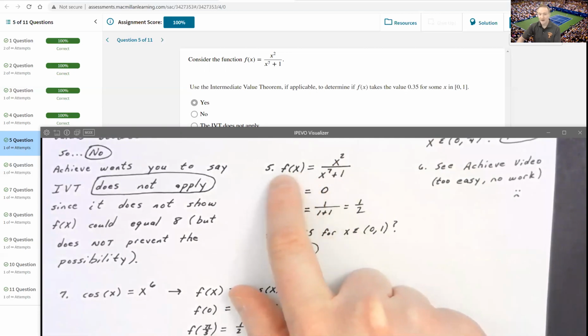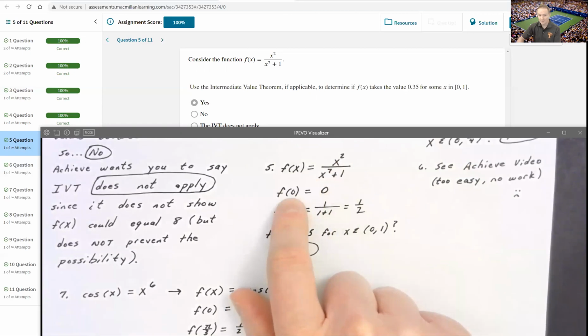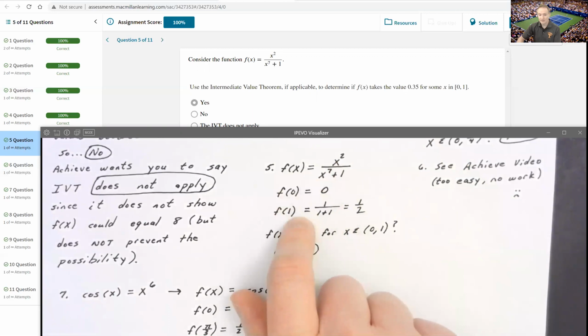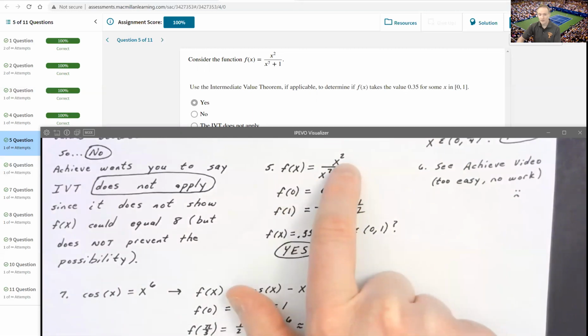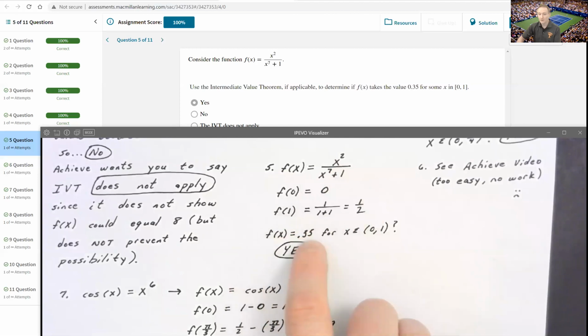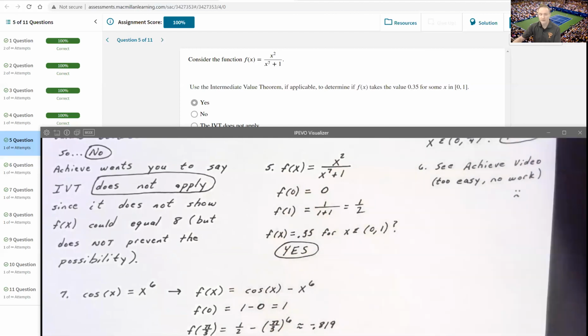evaluate this function at the left-hand end of the interval. F of 0 is 0. Evaluate it at the right-hand end of the interval. F of 1 would be 1 over 1 plus 1, 1/2. So I know that the value it needs to take on, 0.35, is certainly in between 0 and 1/2. So I know that f of x is going to equal 0.35 for some x between 0 and 1. This is conclusively shown by the intermediate value theorem. So yet again, we choose yes.